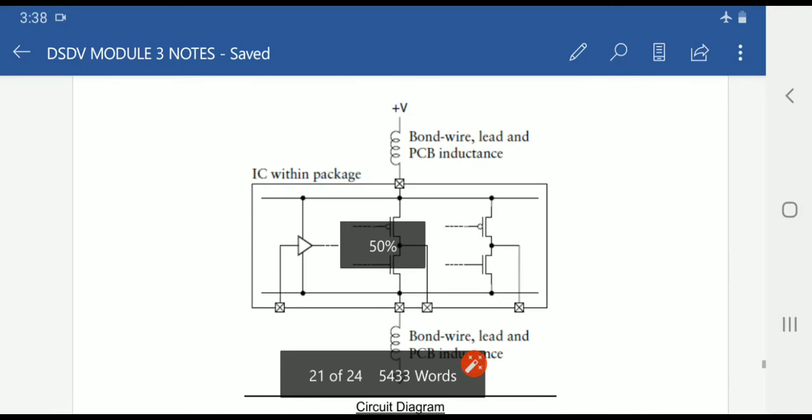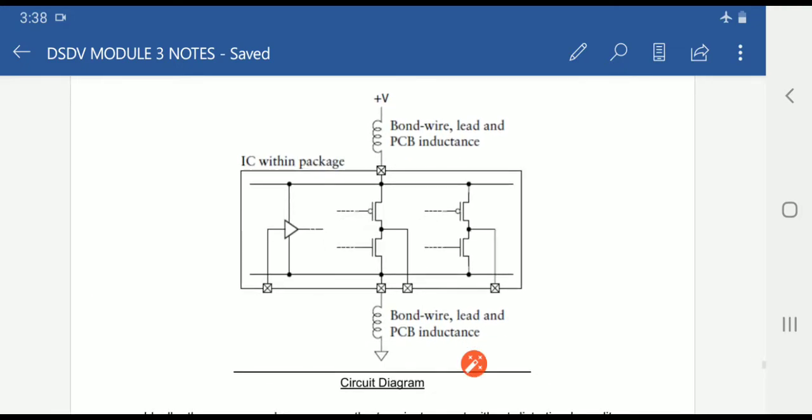Here in the circuit diagram, it consists of a logic function which involves some inverters. In this circuit diagram, we will only focus on how the ground bounce appears when there is a transition from power supply to ground. So now we will concentrate on the power supply plus V volts and the ground. At the power supply and also at the ground potential, the PCB inductance is connected.